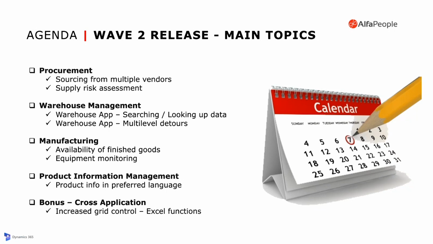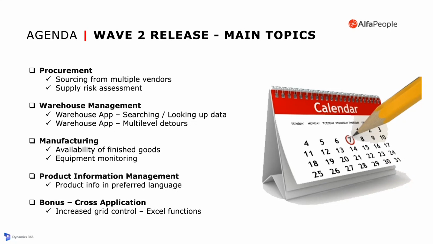So under the procurement, we'll take a look at how you can now source from multiple vendors, and then I'll introduce you to the new dashboard to assess supply risk, also known as SRA, the dashboard, which I think is one of the most interesting changes on this release, at least for supply chain side.